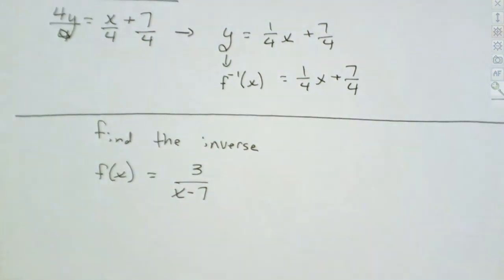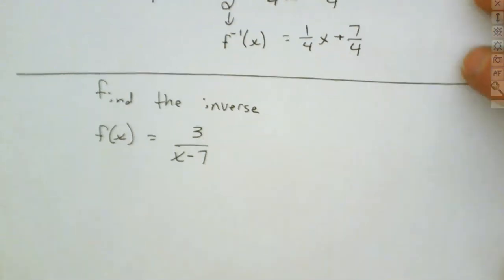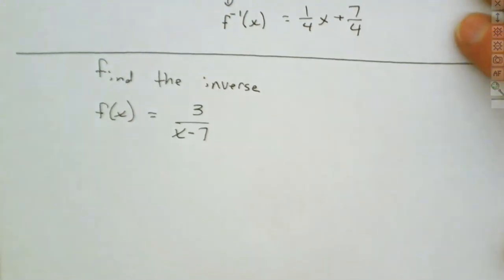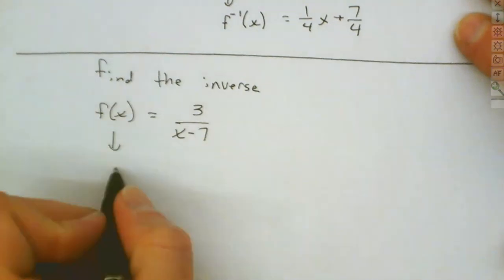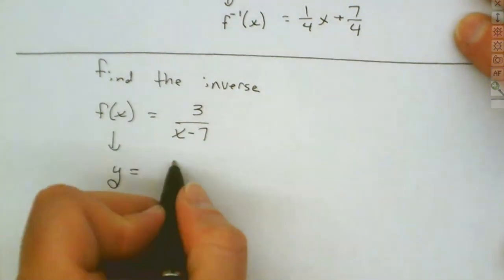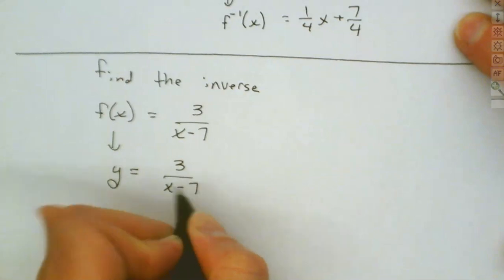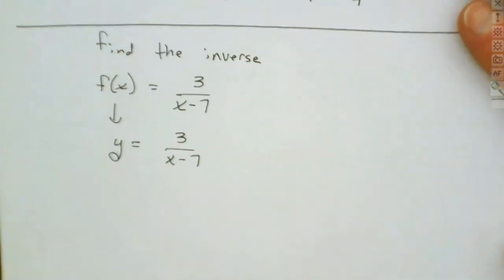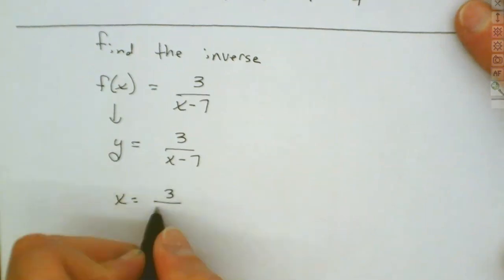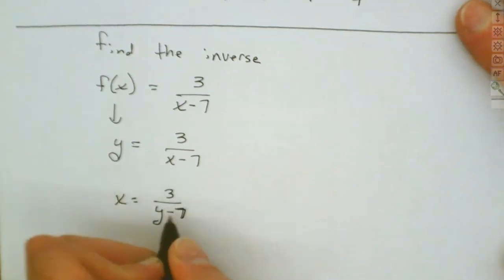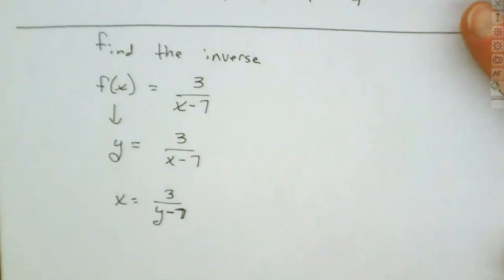Well, we know that this one does, in fact, have an inverse, right? How do we know that? No x squareds, no absolute values, none of that. So we're going to go ahead now and replace f of x with y, so we know it has an inverse. Then we're going to switch out x and y. So x becomes y, y becomes x. And now we need to solve it.